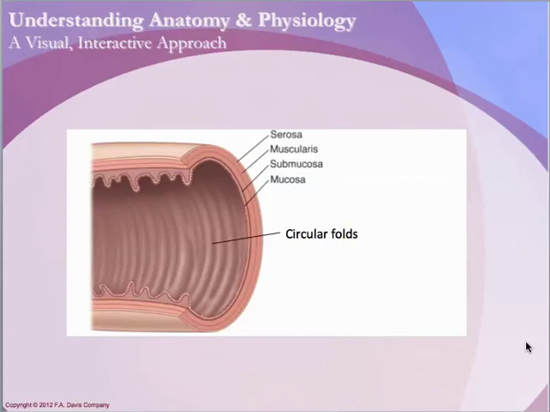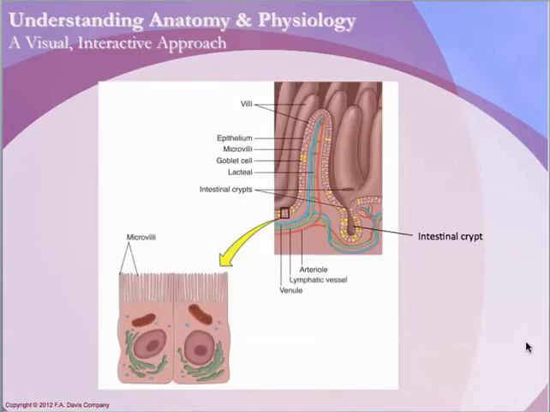On top of the circular folds are projections called villi. Here you can see these little villi projections. They really increase the surface area of the small intestines. They help to increase absorption. They're covered by absorptive epithelial cells and mucus-secreting goblet cells. An arteriole, a venule, and a lymph vessel fill the core of each villus.